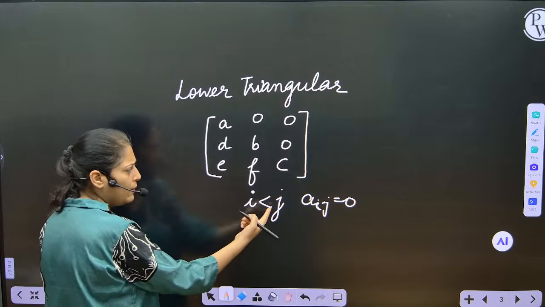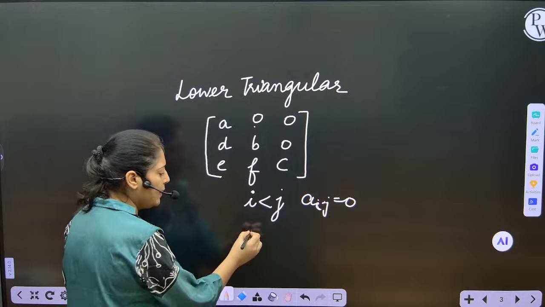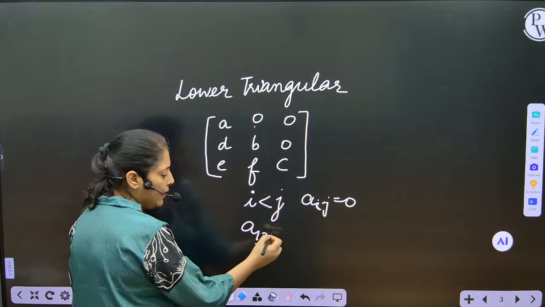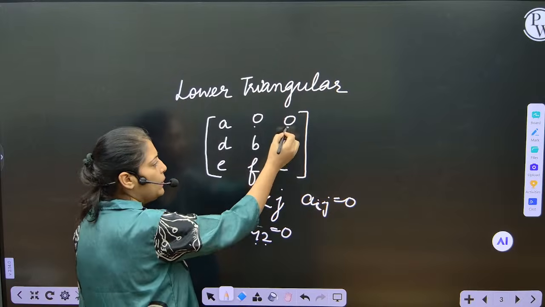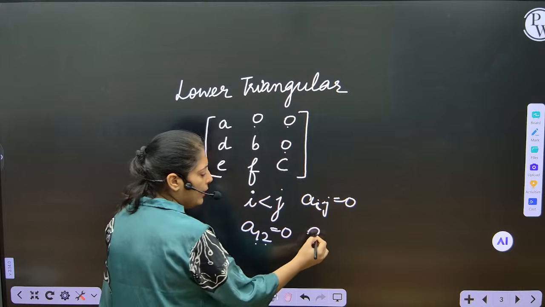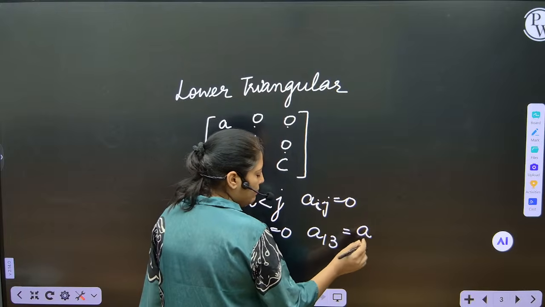We'll do one point now. Now what is this number? First row, second column, that means A12. j is greater than i. Similarly, A13, similarly A23.